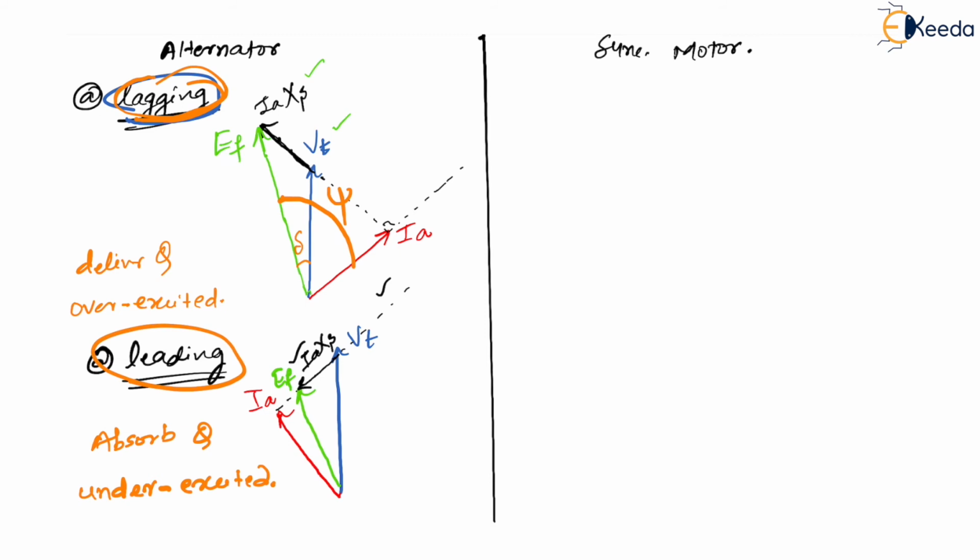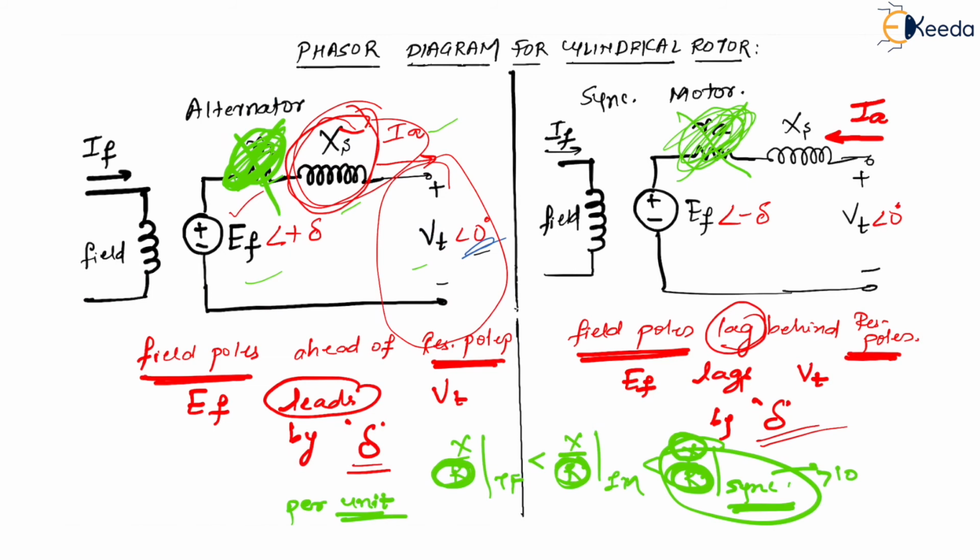Now let us think of the synchronous motor, for example at, let us say, leading. Let me consider the leading condition first over here. Now, what is happening here? This is your VT. Since you're supplying VT, this is EF at an angle minus delta, which means here EF should be lagging my VT. We have seen that already, correct?